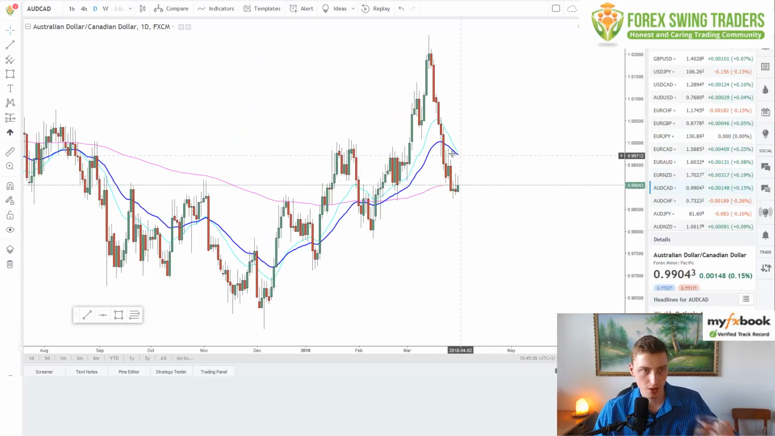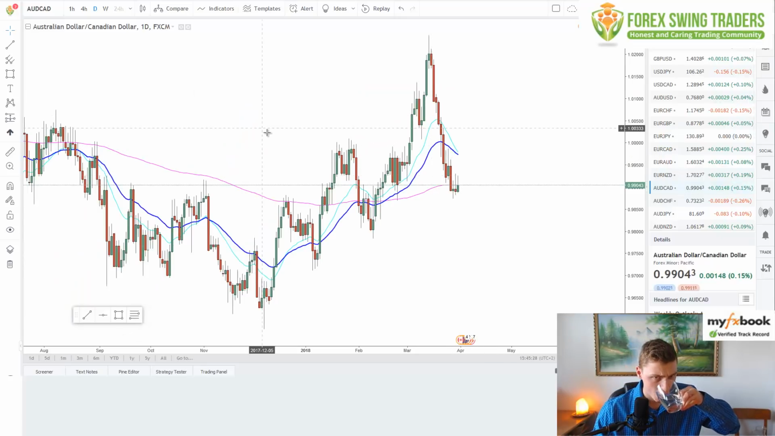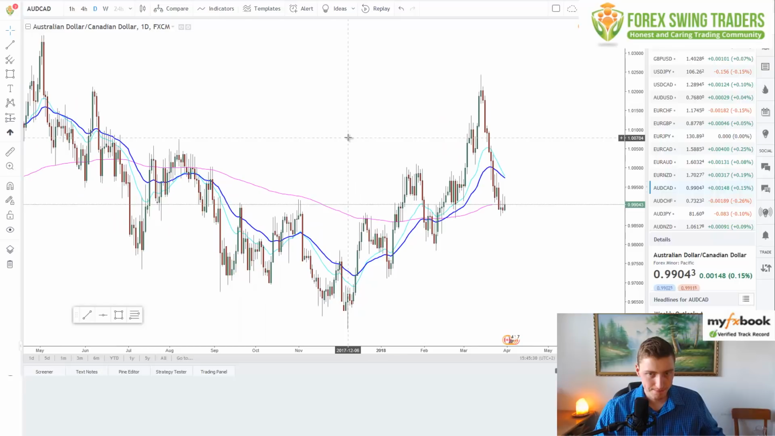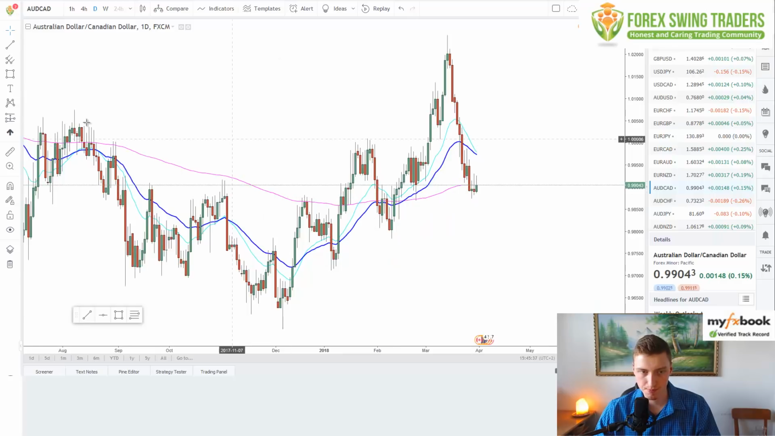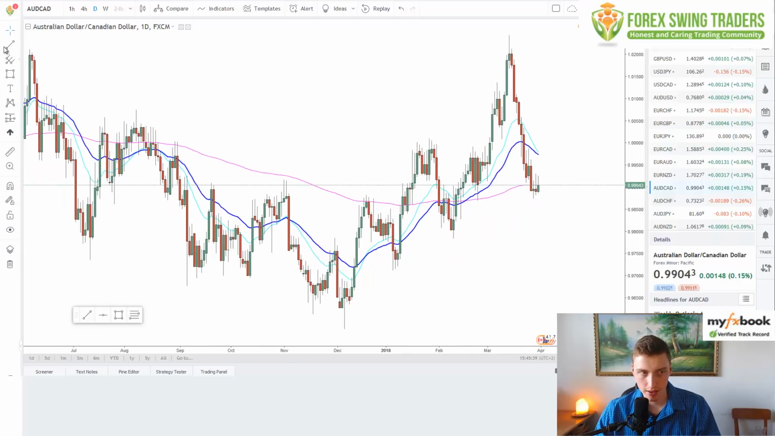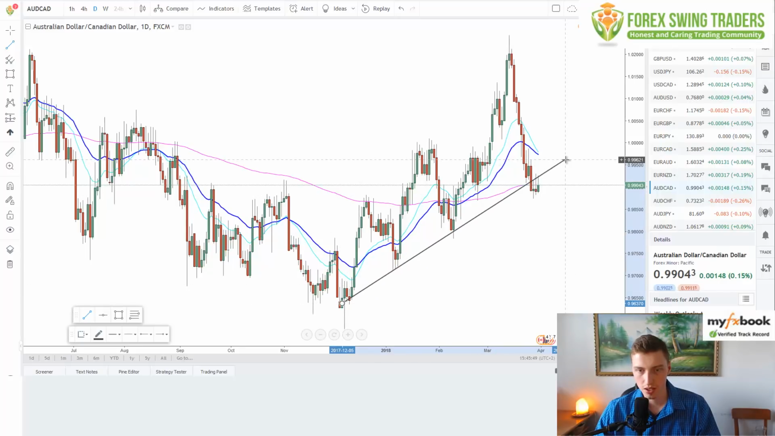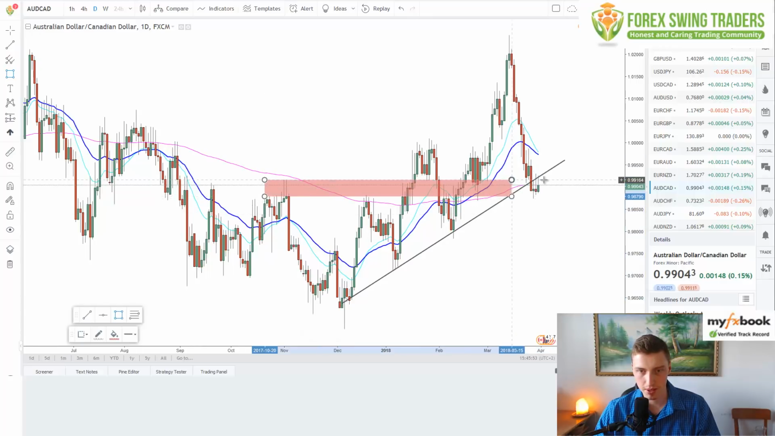Okay, so Aussie CAD. Aussie CAD actually reached a pretty solid area, which is not seen by many traders. And you can see here's the price action. Price heavily dropped and dropped exactly on a very good area. It's sort of a supportive trend line. It's sort of a structure right here. It's a minor structure, but there is a structure.